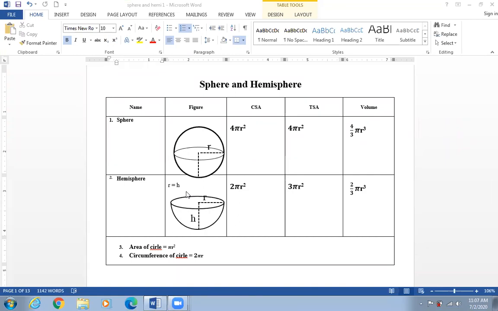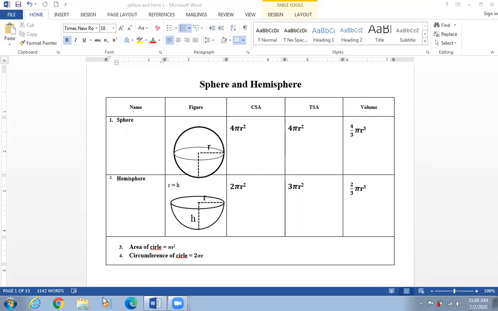So do you remember the formula of CSA of cylinder? Yes, sir. 2 pi r h. TSA of cylinder: 2 pi r (r plus h). And volume of cylinder: pi r square h.